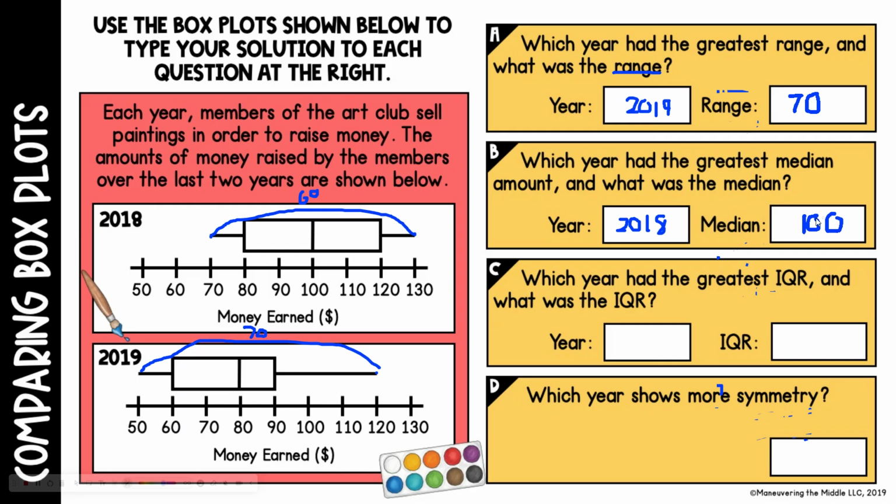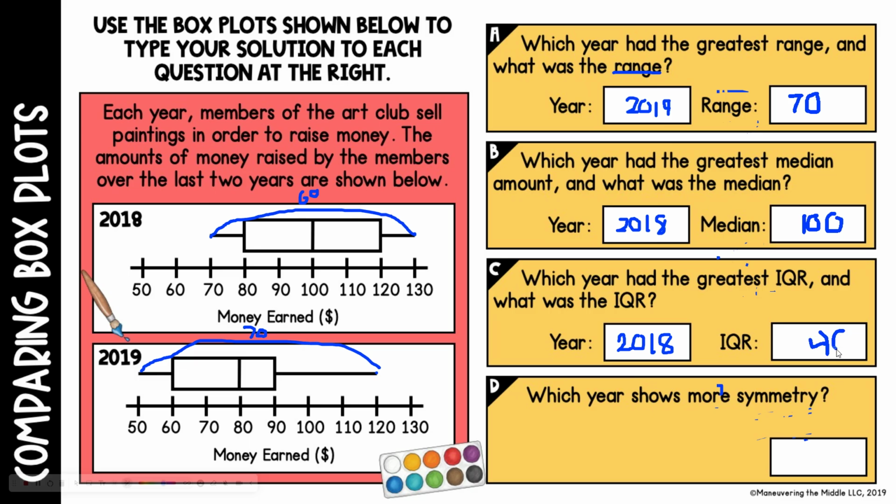Alright, which year had the greatest IQR? And what was the IQR? Remember, that's just the box. So just by eyeballing it, I can tell it's going to be 2018 because that has a bigger box. It goes from 80 to 120. That would be 40. This one only goes from 60 to 90. That would only be 30. So 2018 had a greater IQR, which was 40.